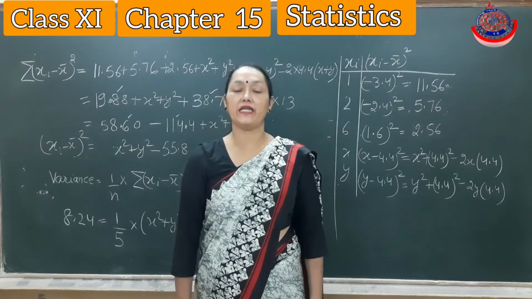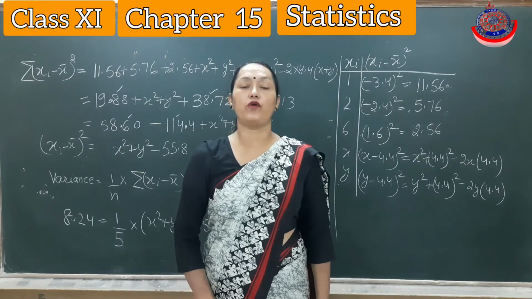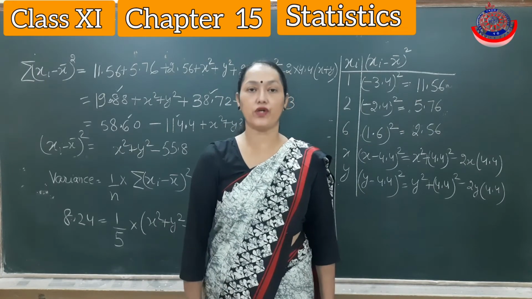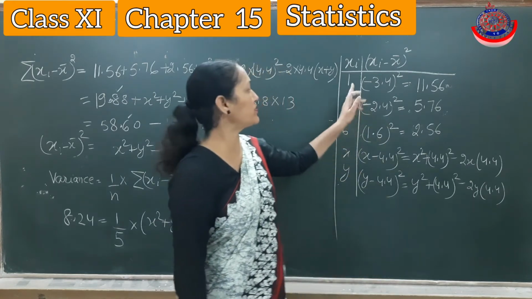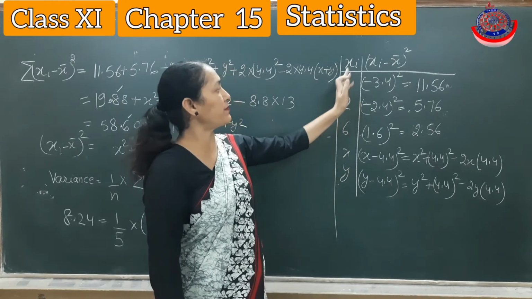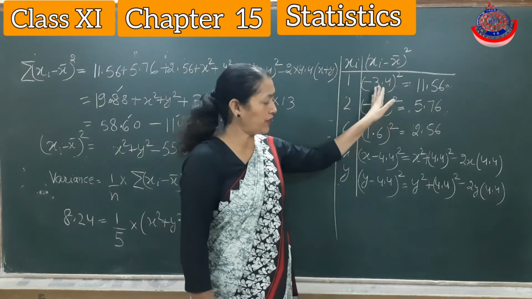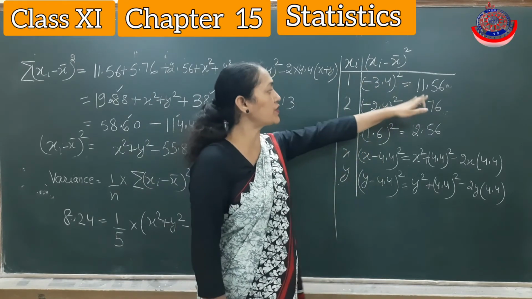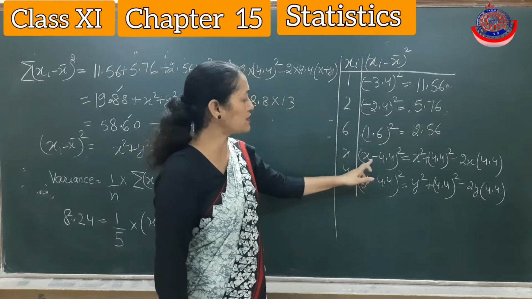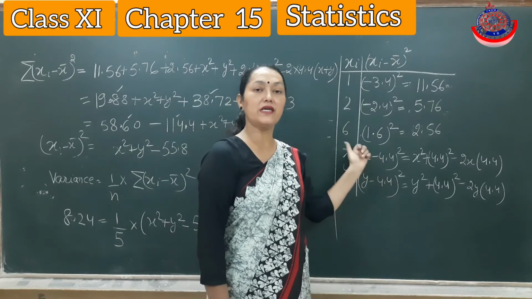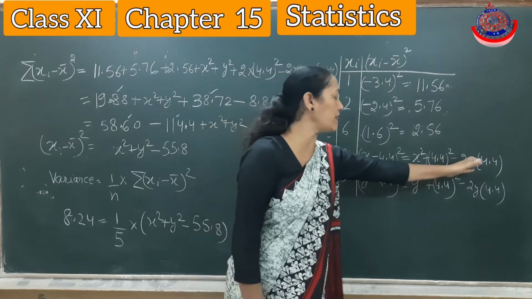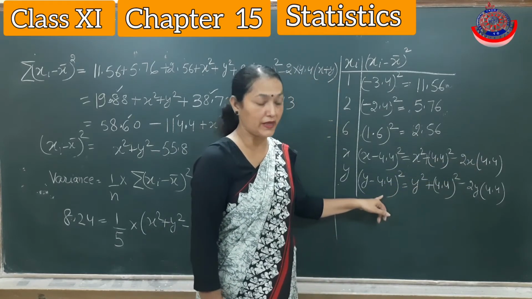How do we calculate variance? For variance, from each observation we subtract the mean and take the square of the answers. The observations are 1, 2, 6, x and y. From each observation I have subtracted 4.4, and whatever answers are coming, I have taken the square of that. So I have got the answers like this. Here x minus 4.4, that means a minus b whole square formula will be applied: a square plus b square minus 2ab. Same here, the formula will be applied.